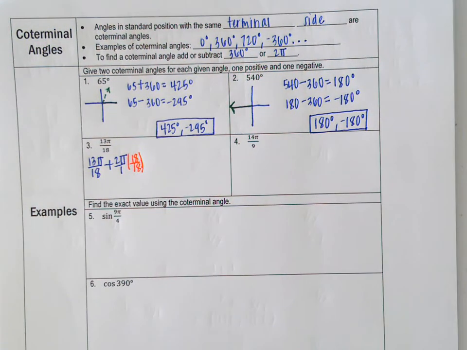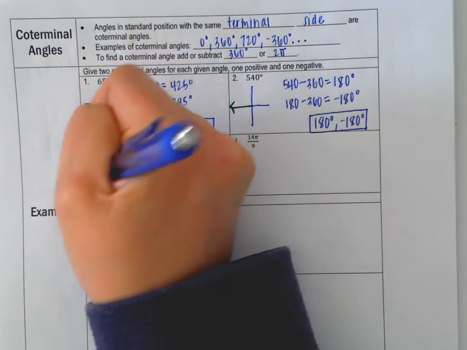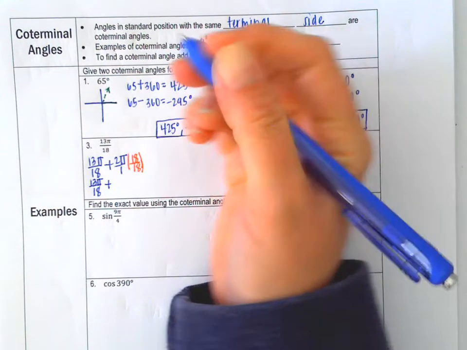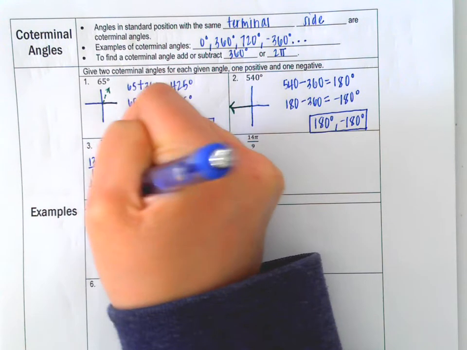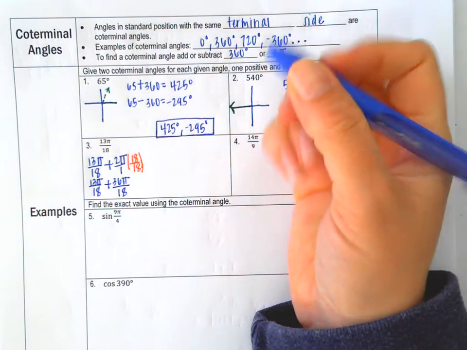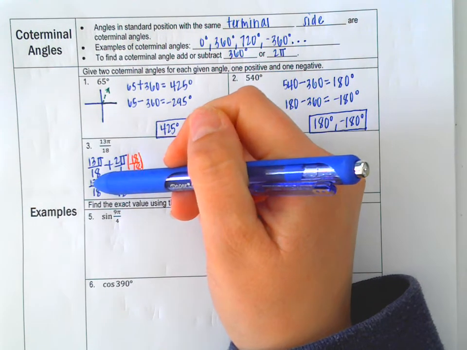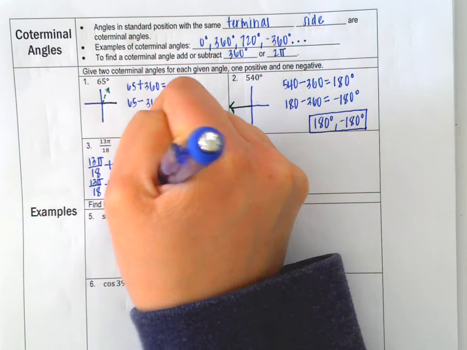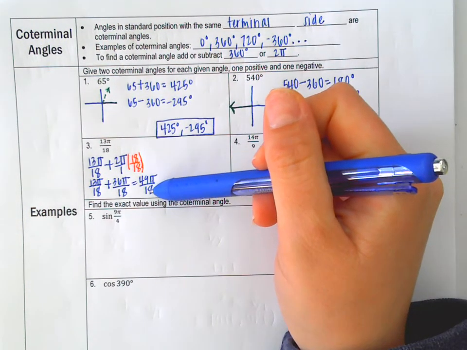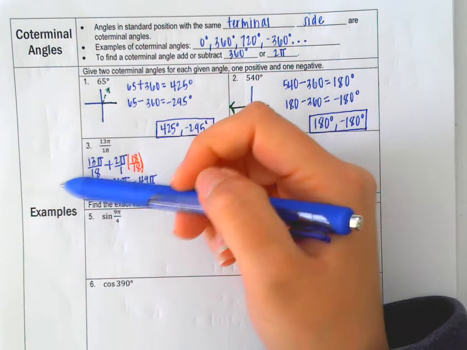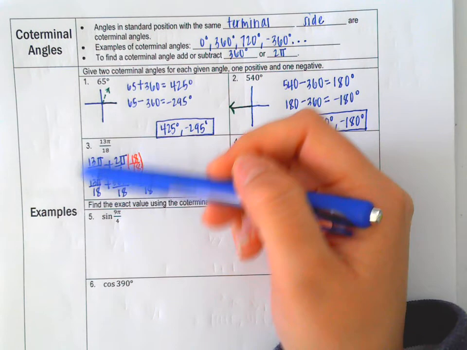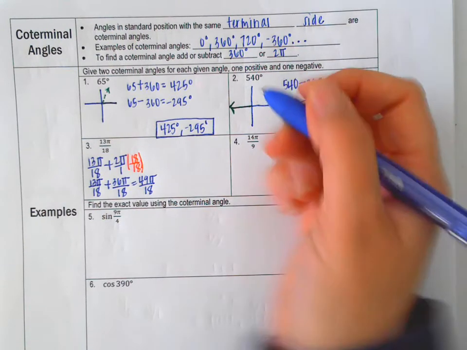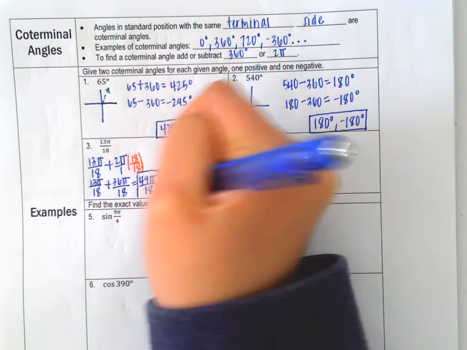And so what that's giving me is 13 pi over 18 plus 2 times 18, which is 36 pi over 18. Same thing, right? And so then we just add 36 plus 13, and that gets me 49 pi over 18. So 49 pi over 18 and 13 pi over 18, if we were to convert those to degrees, would land in the same exact spot on our graph. I'm just going to box this one because I'm not going to have much room here.